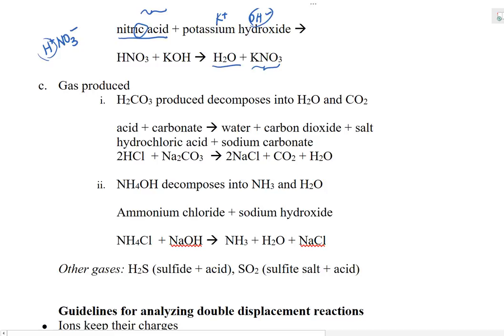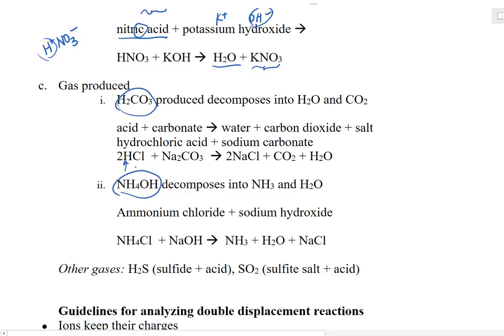For gas production, we're going to look at acids reacting with carbonates and ammonium compounds reacting with bases or with hydroxides. Really, you want to look at this as a normal double displacement reaction, but watch out for one of two molecules that you would draw. So in this example, you have HCl and Na2CO3. You have two pairs, so you can identify that as a double displacement reaction.